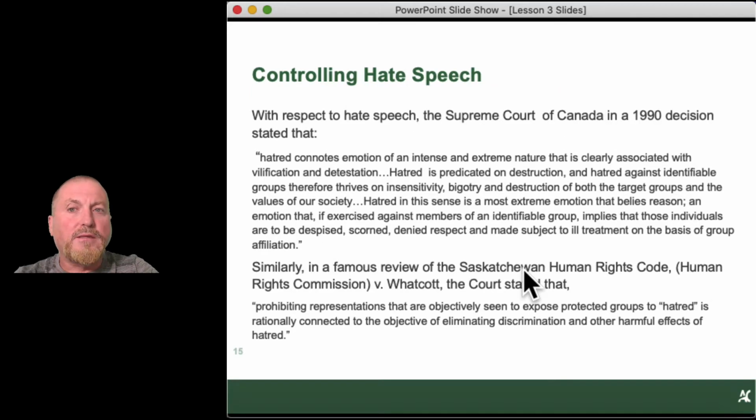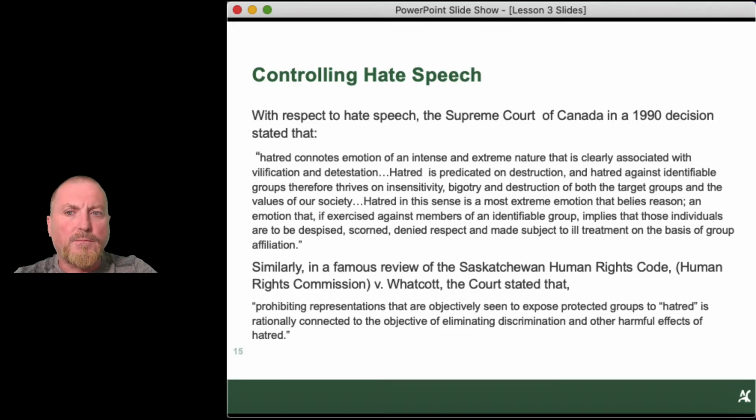With respect to hate speech, the Supreme Court of Canada in a 1990 decision stated a very important decision. "Hatred connotes emotion of an intense and extreme nature that is clearly associated with vilification and detestation. Hatred is predicated on destruction, and hatred against identifiable groups therefore thrives on insensitivity, bigotry, and destruction of both the target groups and the values of our society." Note the values of our society, all right? Remember before I talked about the legal requirements, but I also pointed to the values and norms of society, and the courts reflect that, okay?